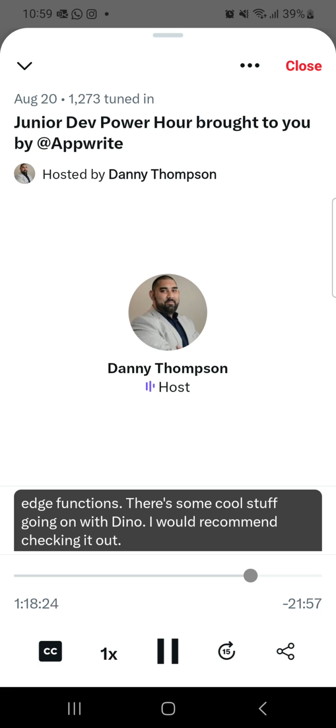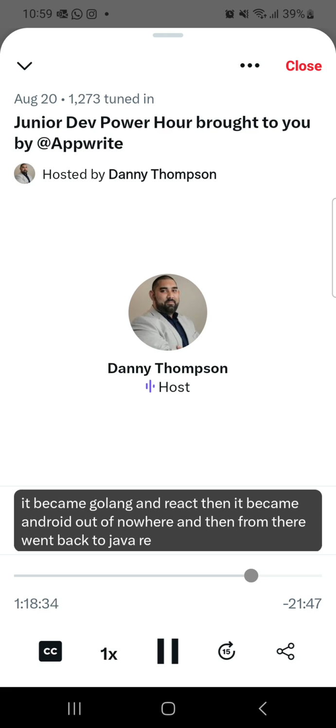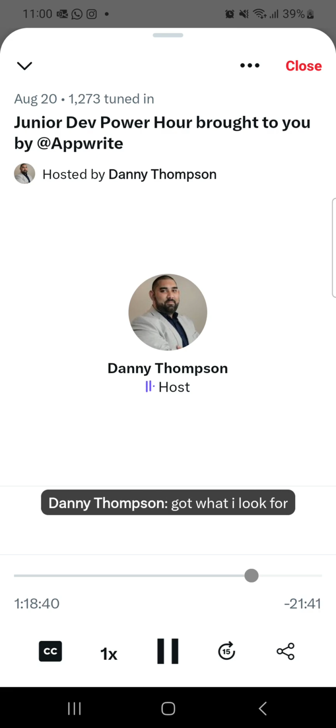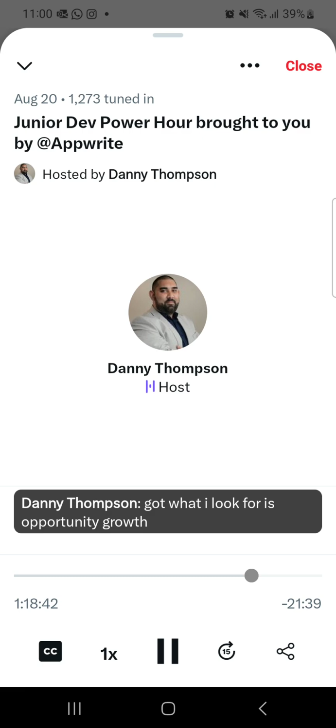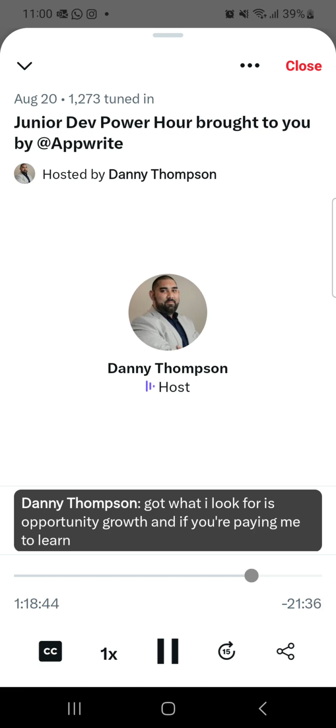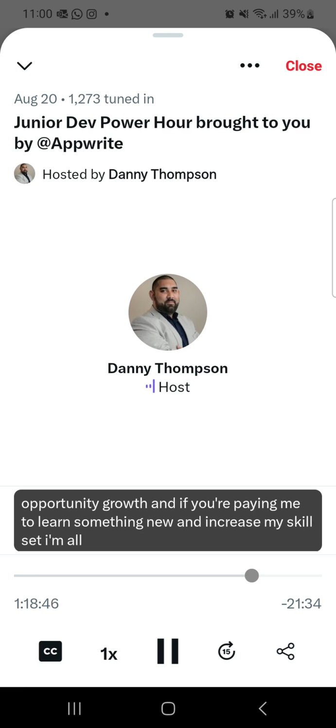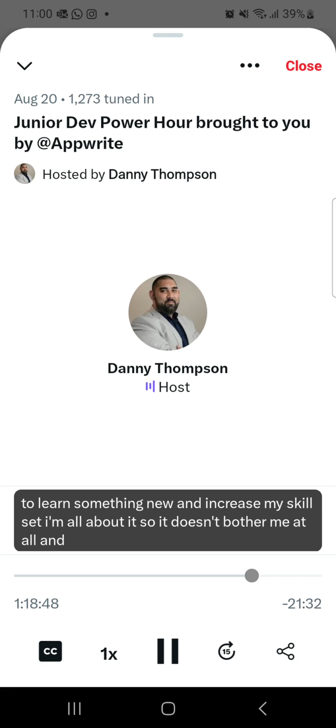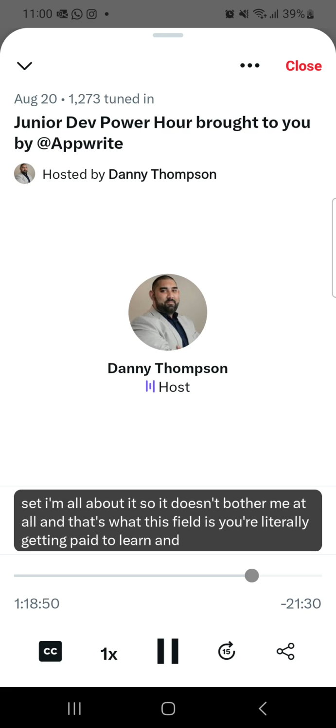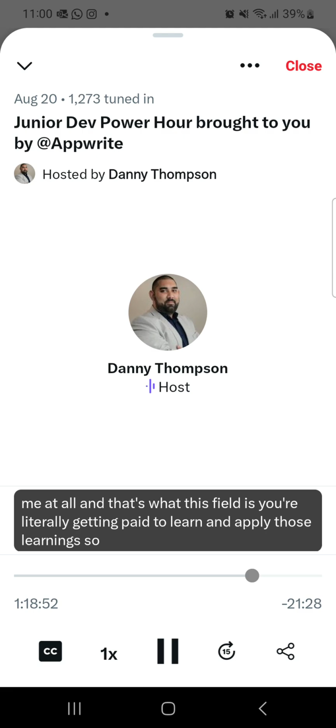Simple as that. My tech stack in general started at Java and Angular. Then it became Golang and React. Then it became Android out of nowhere. And then from there, went back to Java and React. I have no problem writing any of it. It doesn't bother me one bit. So what I look for is opportunity, growth. And if you're paying me to learn something new and increase my skill set, I'm all about it. And that's what this field is. You're literally getting paid to learn and apply those learnings.